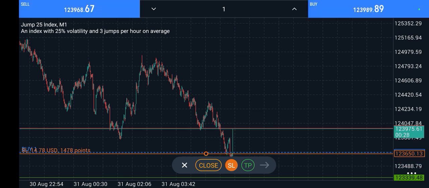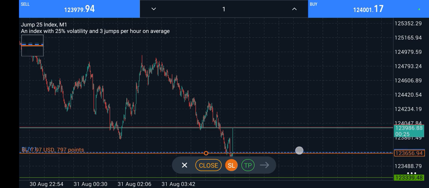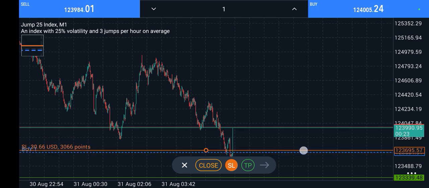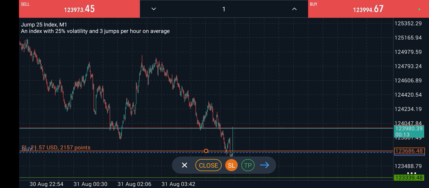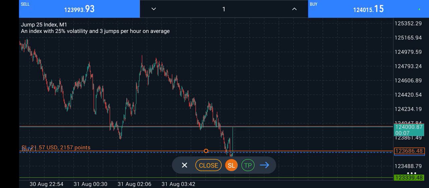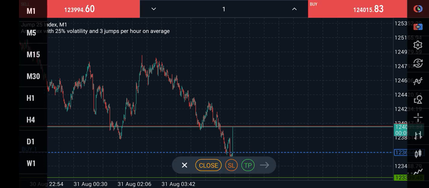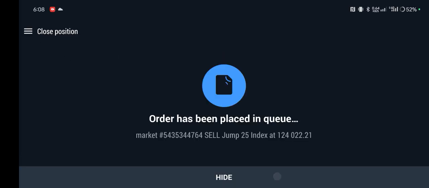So now anytime this market comes back to my entry, it is going to take me out. That is, I'm not going to be gaining and I'm not going to be losing anything. That is what break even means. Are we together? So let me just close it. This one is even in profit already.